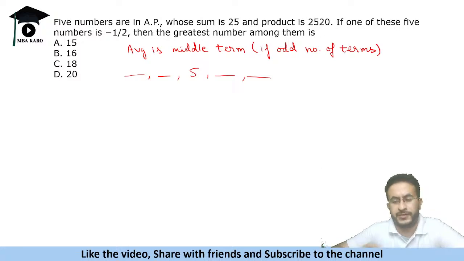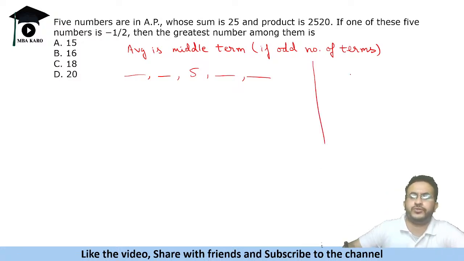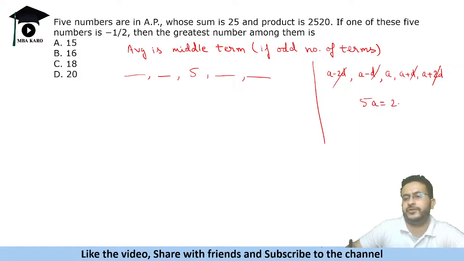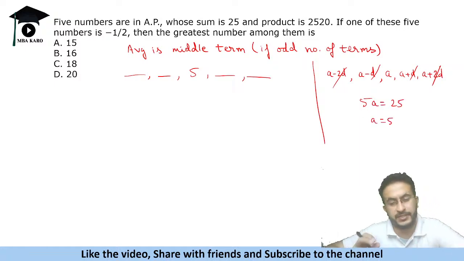If you do not know this property, you should ideally know it. Otherwise, you would take the numbers like this: a plus d, a plus 2d, a minus d, and a minus 2d. If you add these, minus 2d and 2d will get cancelled, d and d will get cancelled. So 5a is 25 or a is 5. So we get the same result again. The central term is 5.